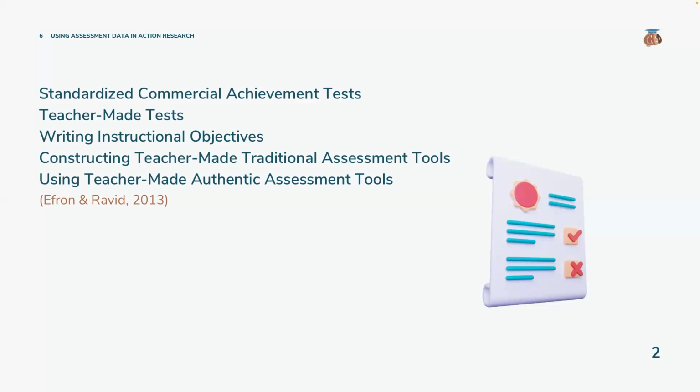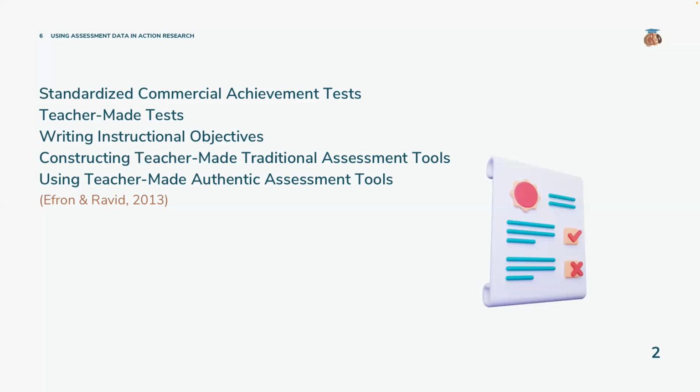An example of a norm reference test used in US schools is the SAT, which measures a student's readiness for college level work and is scored on a scale of 400 to 1600, with scores reported in percentiles. A percentile indicates the percentage of test takers who scored below the student's score.